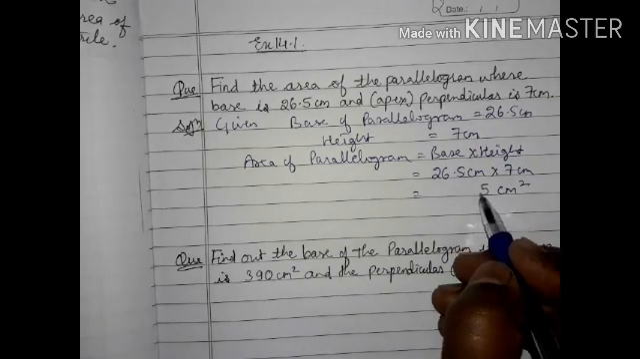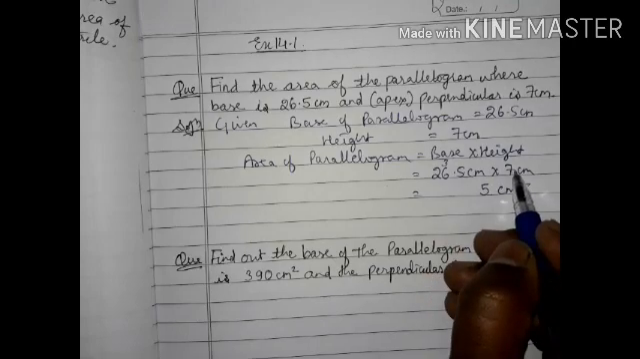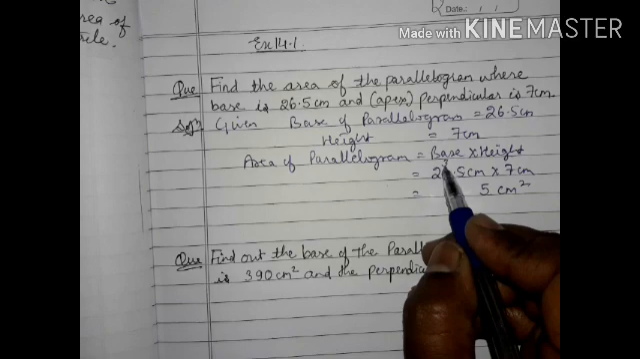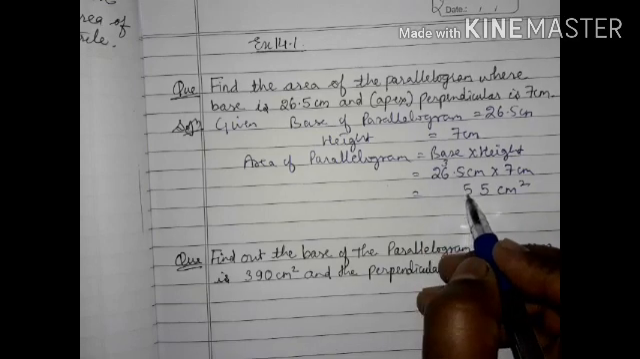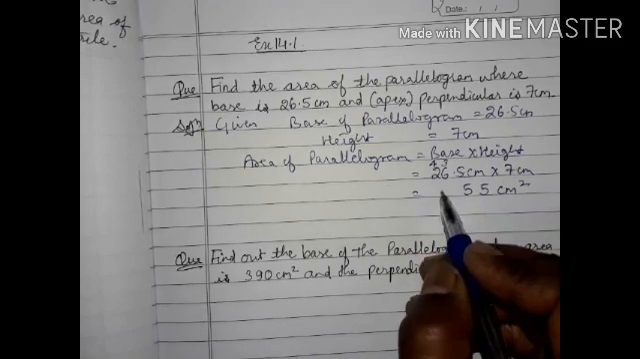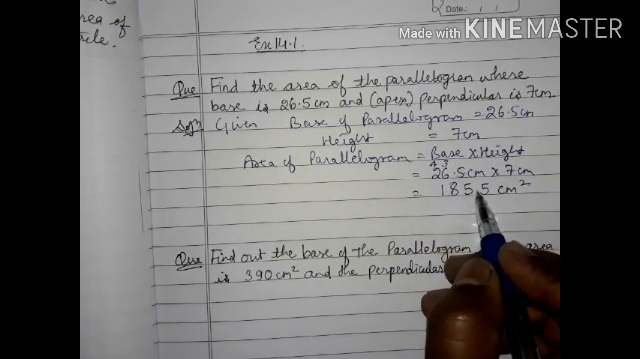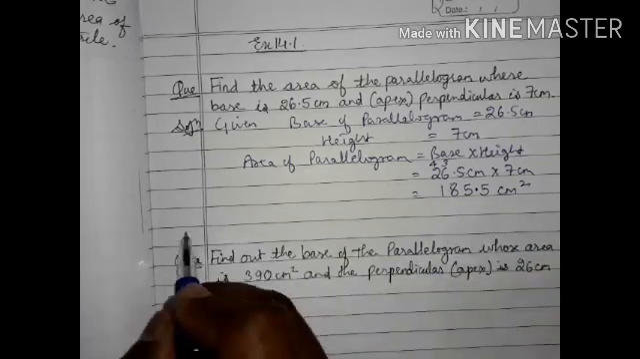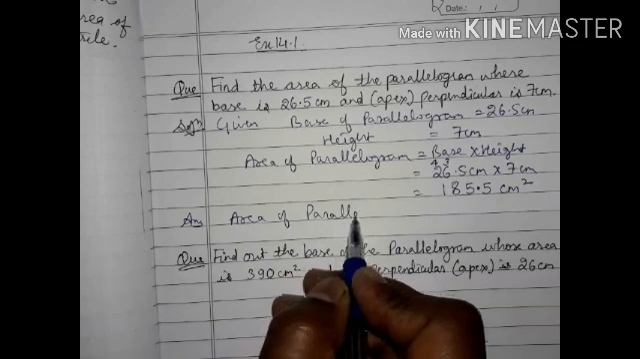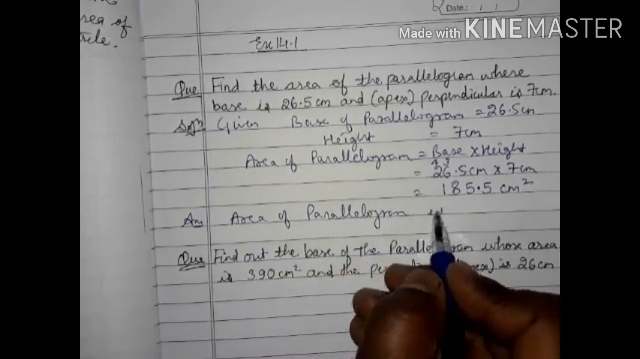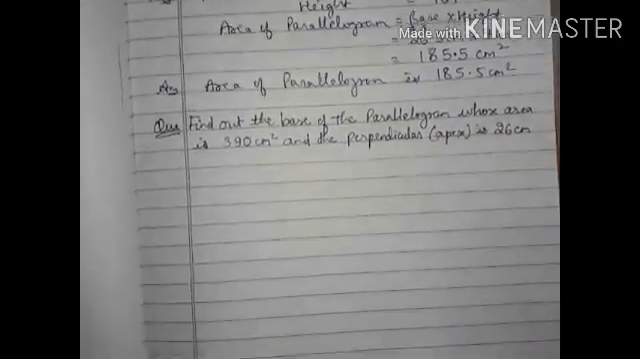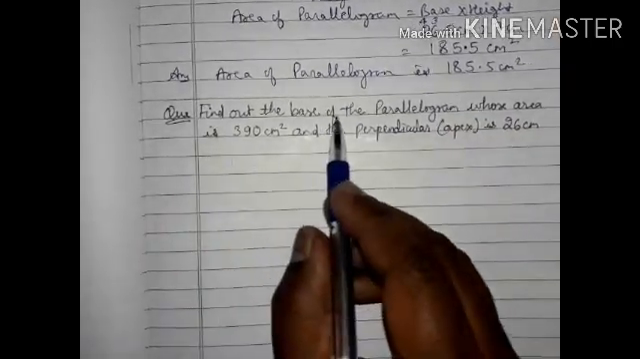7 5s are 35, 3 carry, 5 we have to write. 7 6s are 42, 42 plus 3 is 45. So 5 we have to write and 4 carry. 7 2s are 14, 14 plus 4 is 18. One number before the point, so here also one number before the point we have to write. So the answer is: area of parallelogram is 185.5 centimeter square.